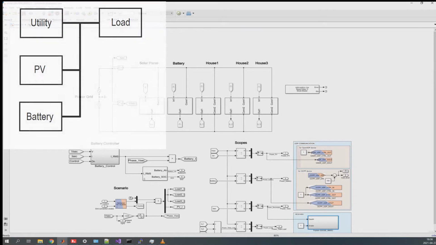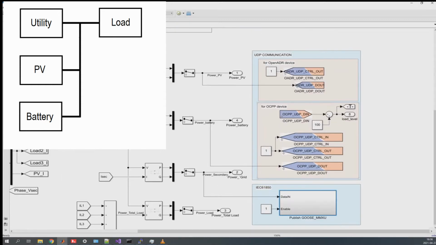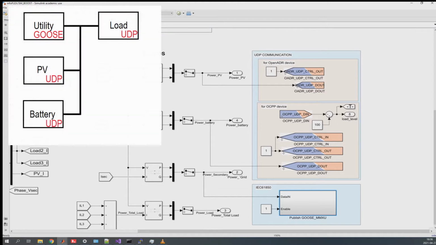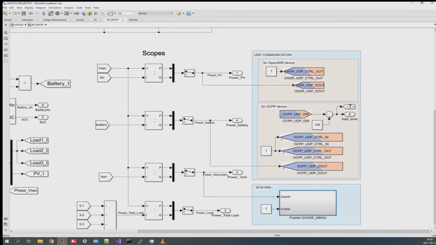The SM Boost subsystem can be divided into two parts: energy system and communication system. The energy system can be represented like in the picture at the top left corner. The communication part is presented by two types, UDP and GOOSE. GOOSE, generic object-oriented substation events, is related to the 61850 standard of communication. Both UDP and GOOSE capabilities are supported by the OPAL-RT simulator.